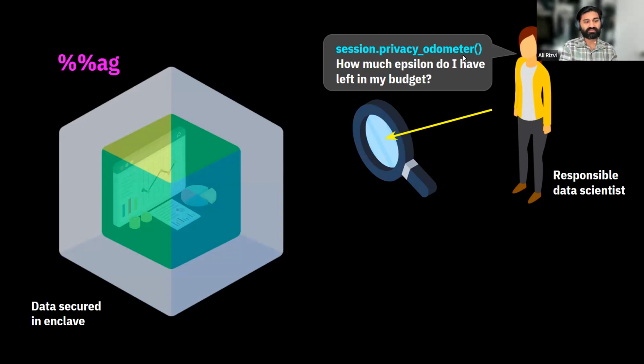The session privacy odometer thing we talked about yesterday extensively as well, that this is a way to keep track of your wallet. It's a way to keep track of your budget. How much epsilon do you have left in your budget? That will tell you. And so you should be doing that again and again. And so that's the summary.